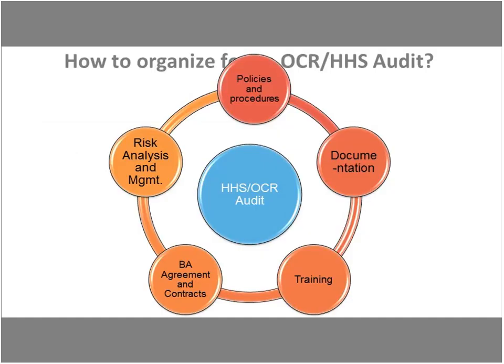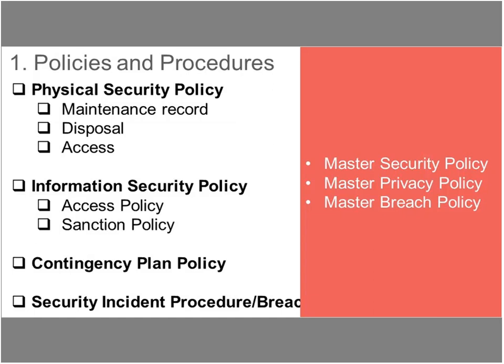So what do we recommend in terms of handling these OCR audit requests, and how would you go about it, right? We essentially recommend these 5 focus areas for any entity, whether you're a business associate or a covered entity. We recommend these 5 different areas for your focus. So let's look into each one of these areas in detail. First one is the policies and procedures.